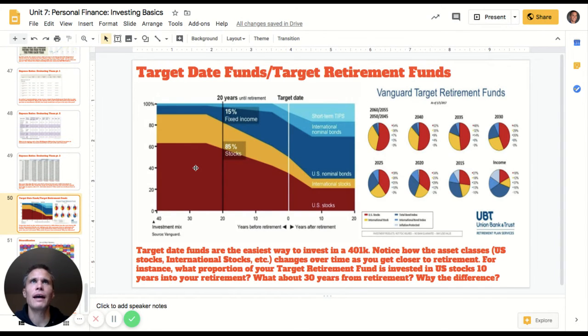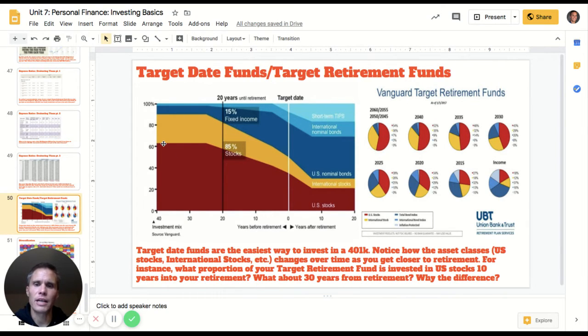Now, let me specify the target date retirement funds, because this is a fund that I would advise many of you to jump into. And a lot of them can be pretty basic, and as I showed you, really low expense at 0.16%.